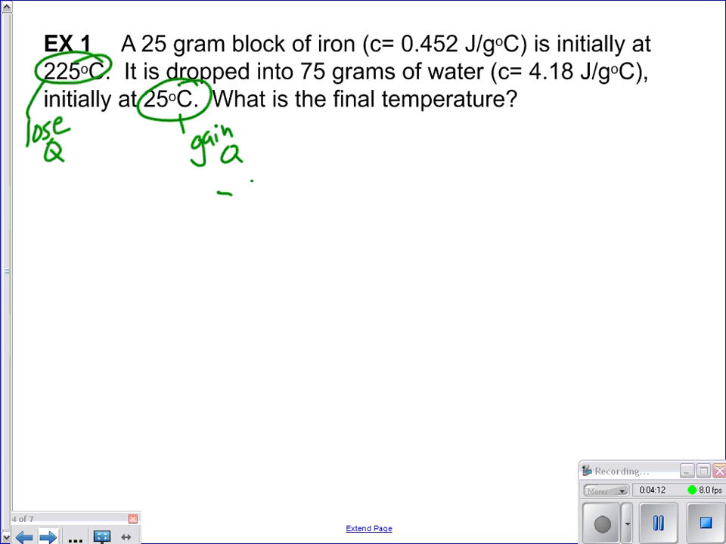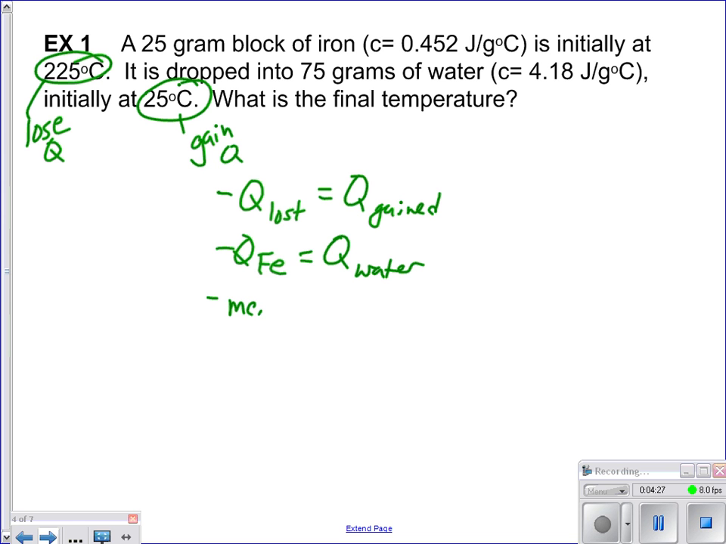To remind us, heat lost equals heat gained. We're looking at heat lost by the iron is equal to heat gained by the water. So negative mc delta T for our iron is equal to mc delta T for our water. You don't really have to write all of that down each time, but I just wanted to show you that right up front.